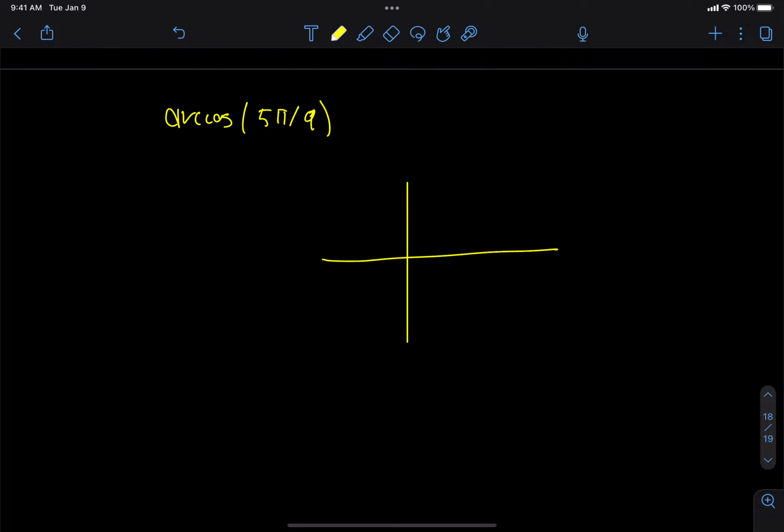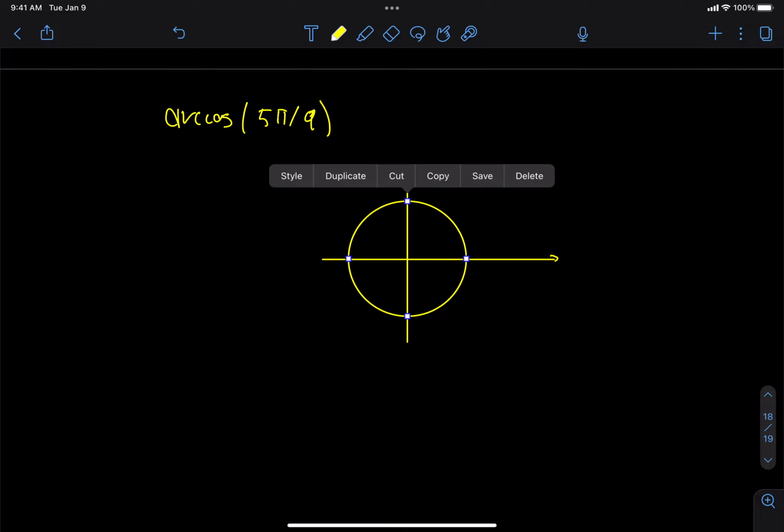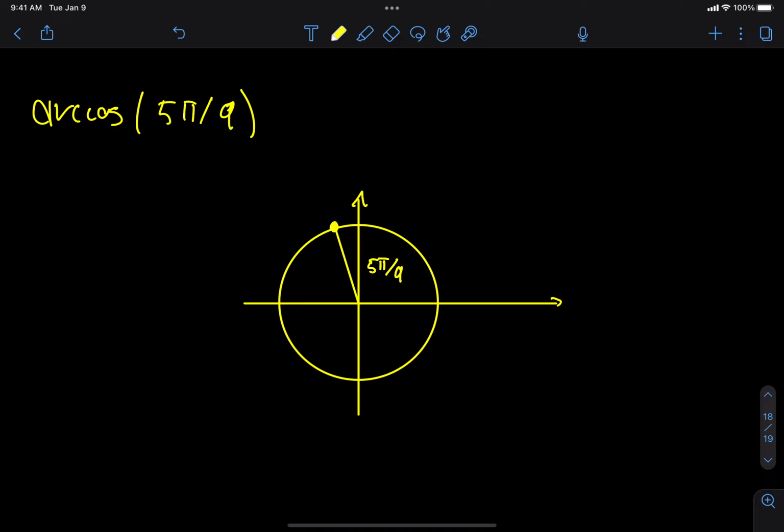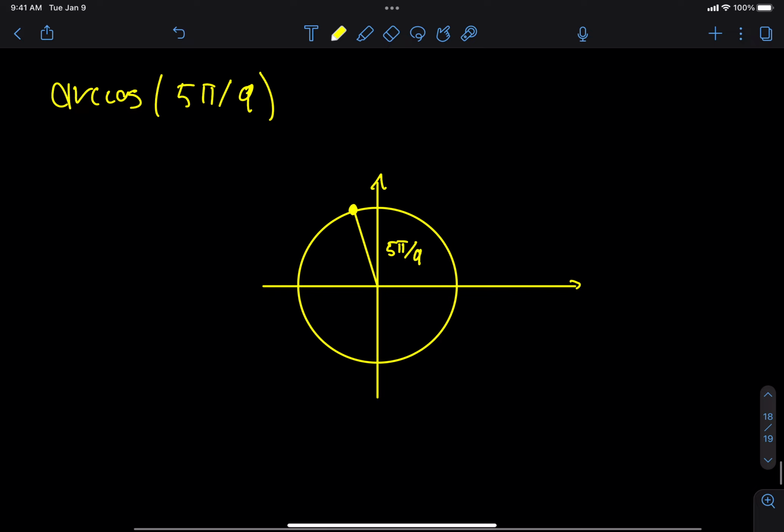So 5 pi over... Oh, yeah, you can do this. You know what? You can use the spatial reasoning to do this one. Wow, that's kind of a hard problem. Well, no, I guess it's not that bad, but it's confusing at first. What is 5 pi over 9? That's like a little more than pi over 2, right? So it's somewhere like here-ish. This is 5 pi over 9. Arc cos of 5 pi over 9. So 5 pi over 9 is somewhere here.